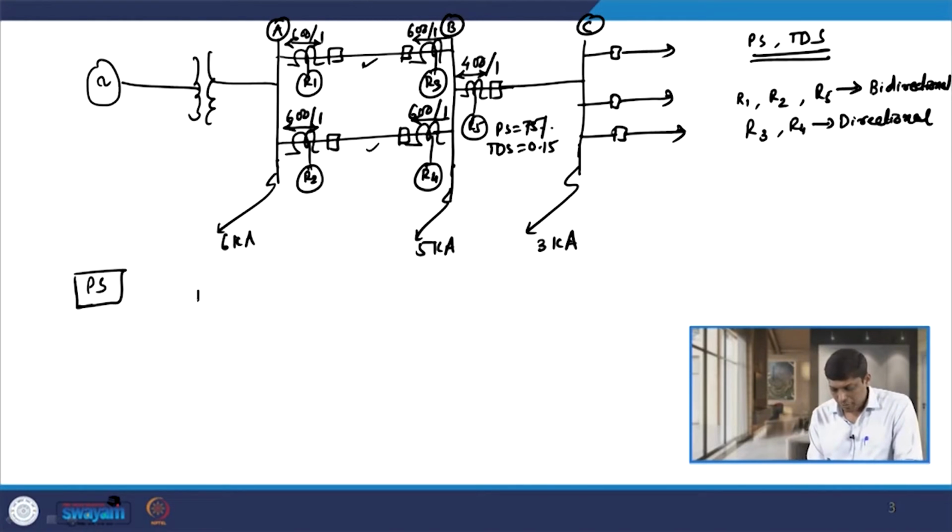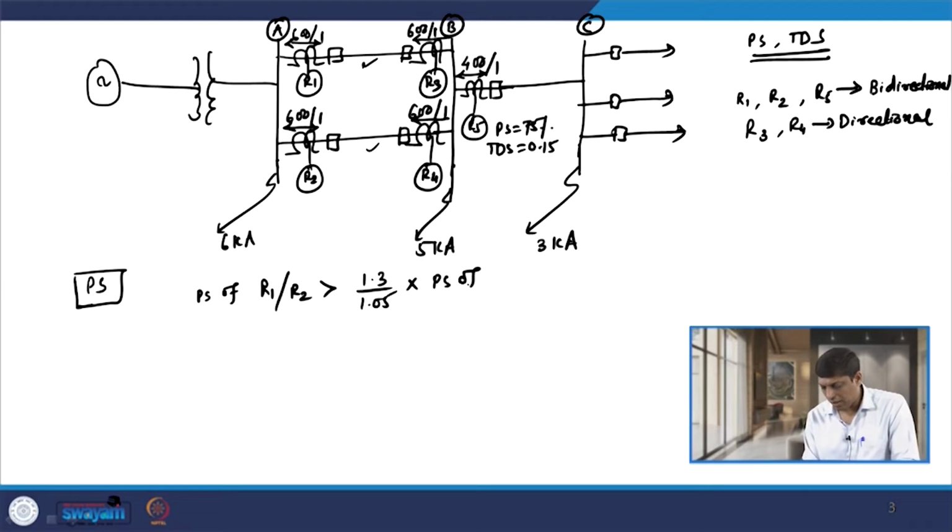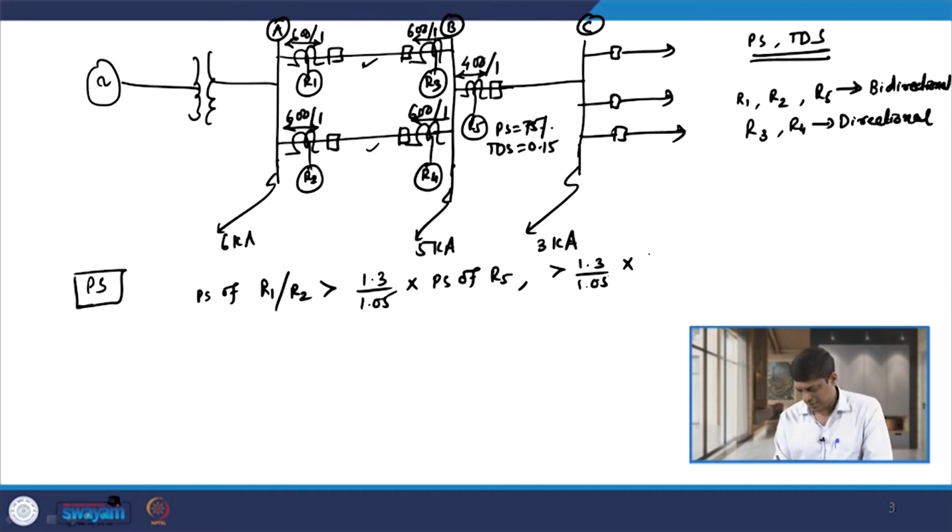So, let us find out the plug setting of relay R1 or R2, that is greater than 1.3 by 1.05 into the plug setting of R5. If I just put the value, 1.3 by 1.05 into the plug setting of R5, that is 75%, so 0.75 into 400, if you calculate, the value comes out to be 371.42 ampere. This is on the primary side. So, this is the primary side of R1, R2.